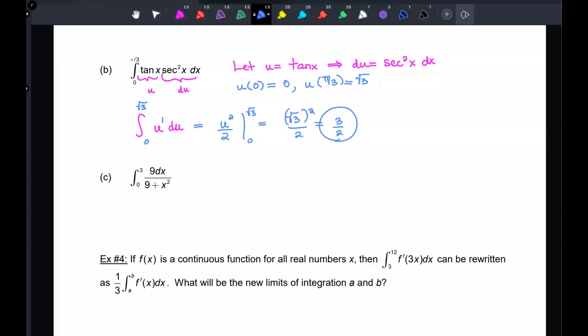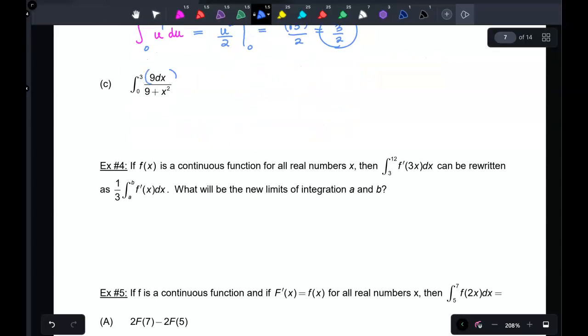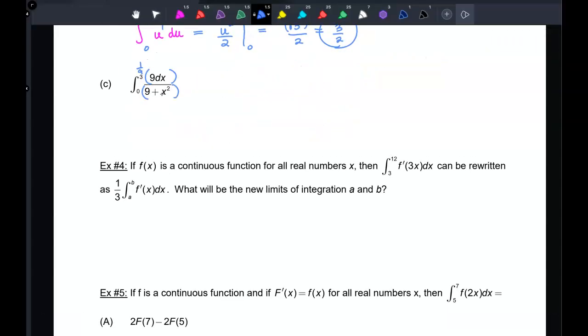This next one is similar to the one we had on the homework. So I want to turn this 9 into a 1. So what do I need to do? I'll multiply by 1/9. What do you think is changing?